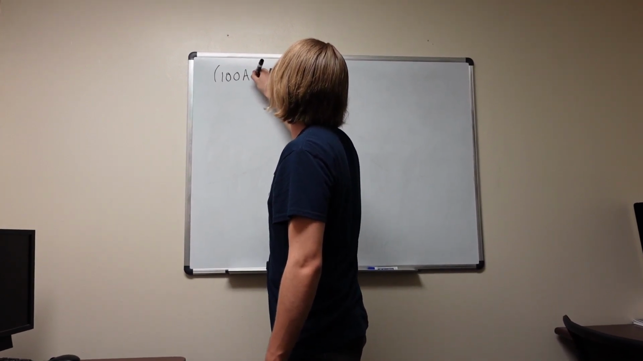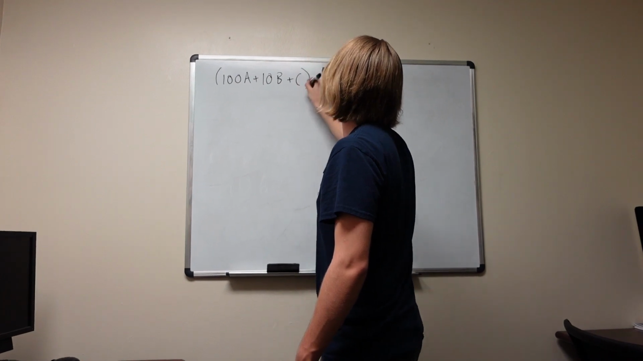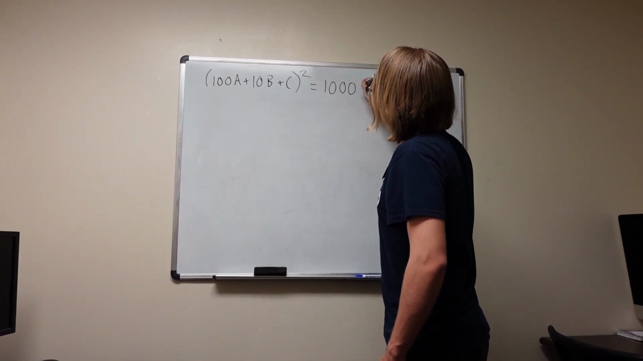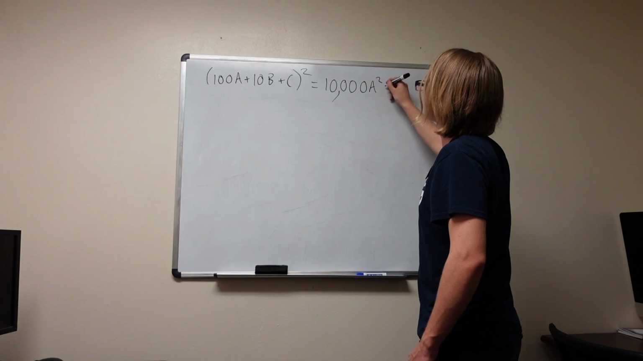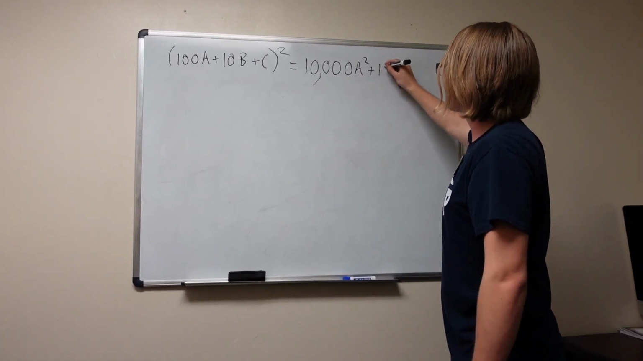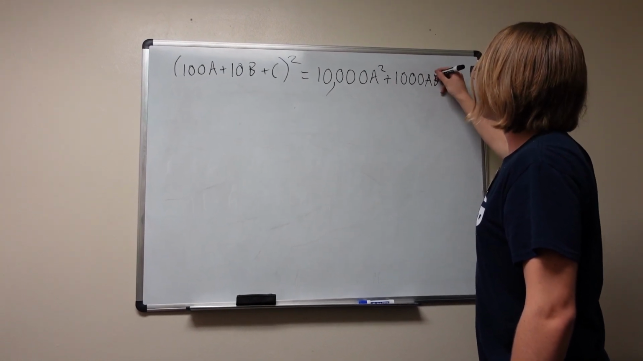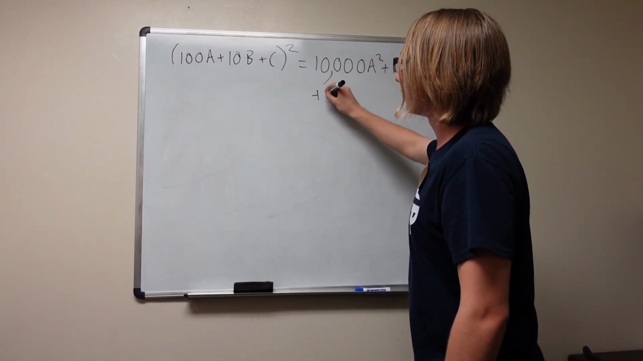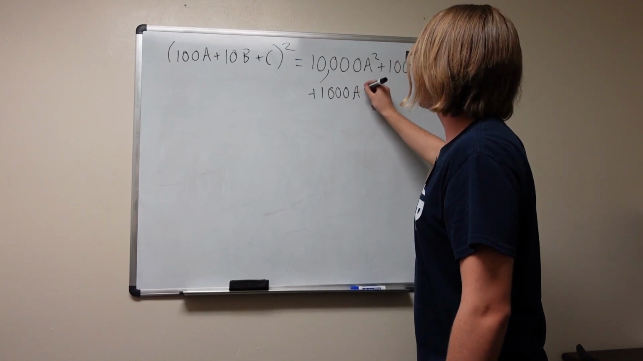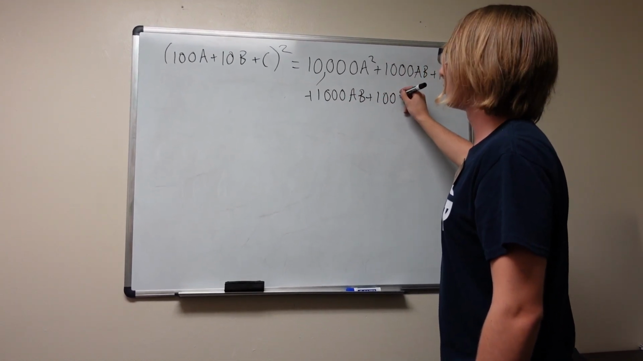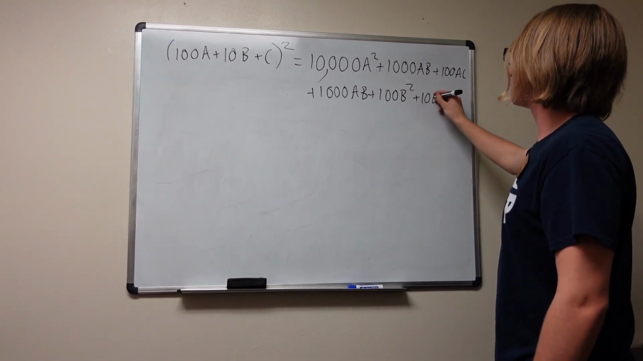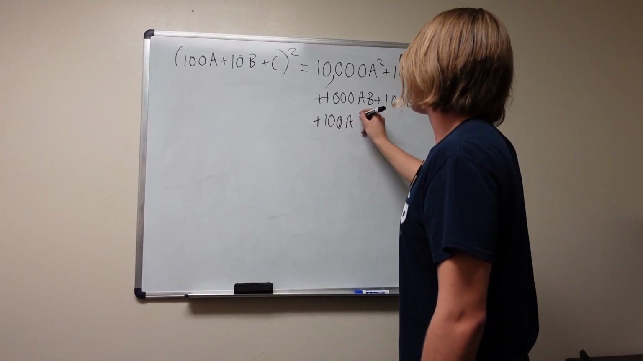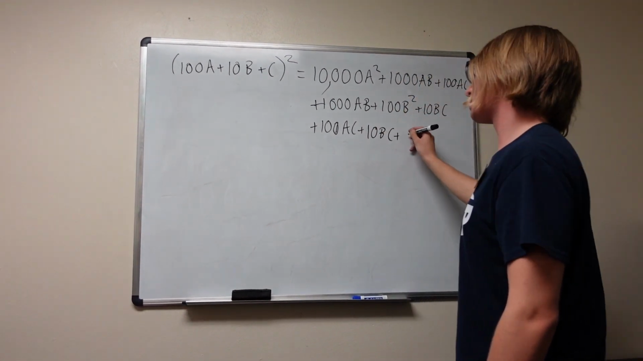(100a + 10b + c) squared is equal to 10,000 a squared plus 1000 ab plus 100 ac plus 1000 ab plus 100 b squared plus 10 bc plus 100 ac plus 10 bc plus c squared.